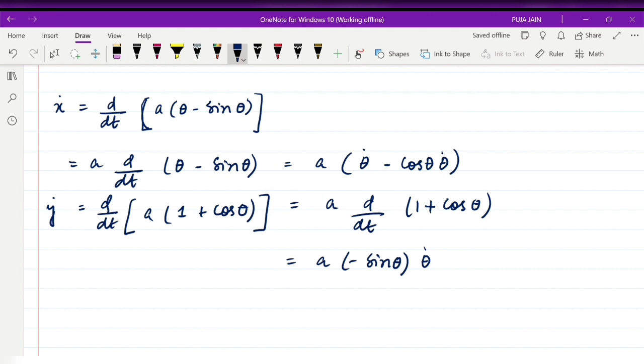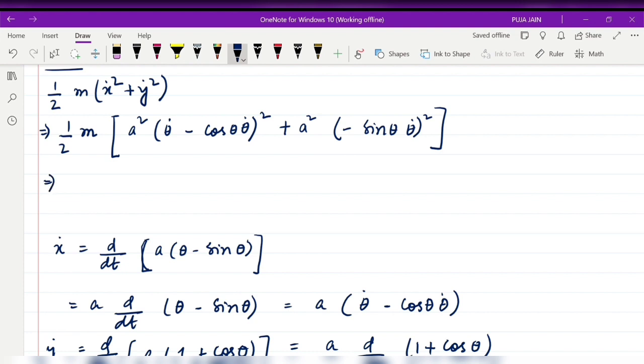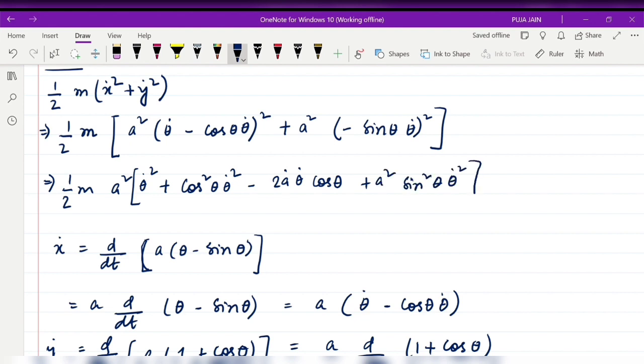Now we will substitute these values. We will get half m x dot square. So we will get a square (theta dot minus cos theta theta dot) square plus y dot square. So again, a square (minus sine theta theta dot) square. So we will get here half m a square, we are taking a square outside, theta dot square plus cos square theta theta dot square minus 2 theta dot cos theta theta dot plus sin square theta theta dot square. Sorry, a square is already taken common.